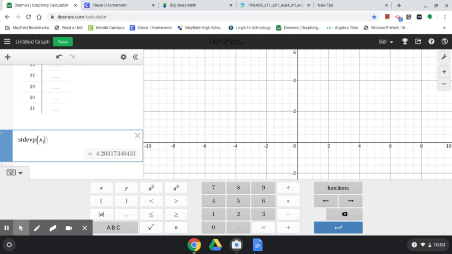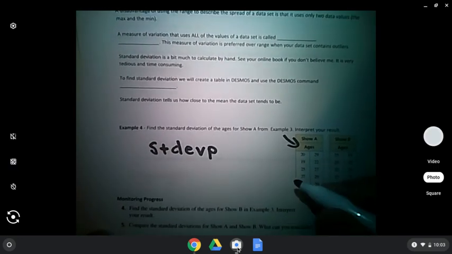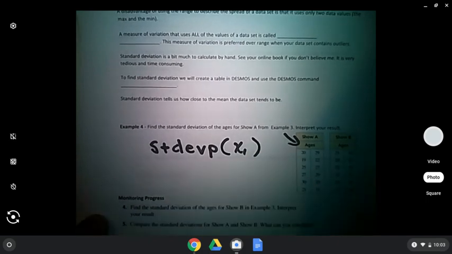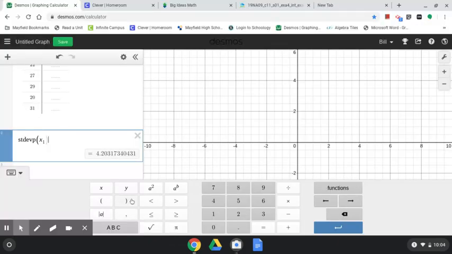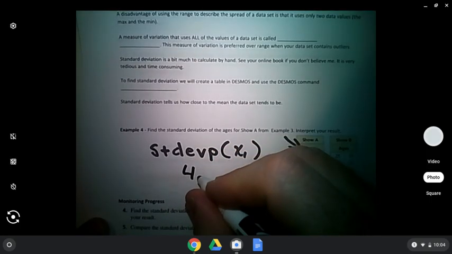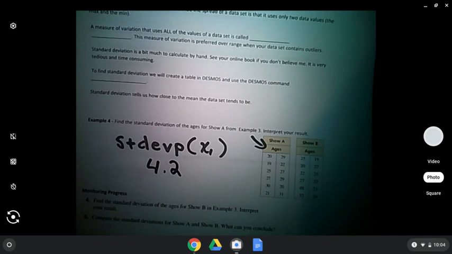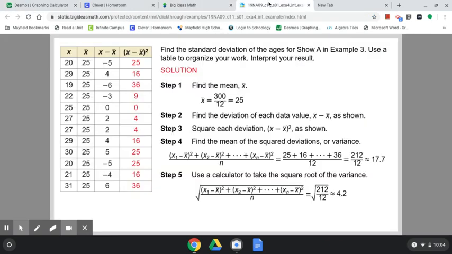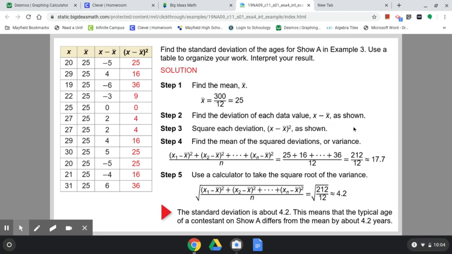let me go back to our camera. So the standard deviation is, I forgot it already, 4.2. And that's me rounding it. Now let's talk about what this means. First, let's use the book explanation, and then we'll use a little bit easier explanation. So the standard deviation is about 4.2. This means the typical age of the contestant on show A differs from the mean by about 4.2.